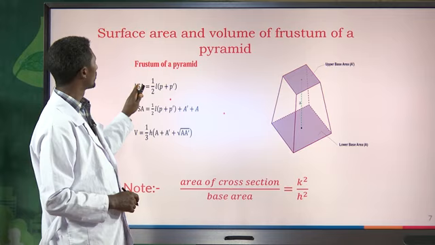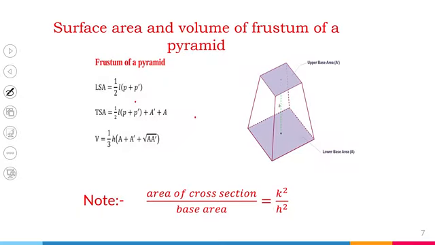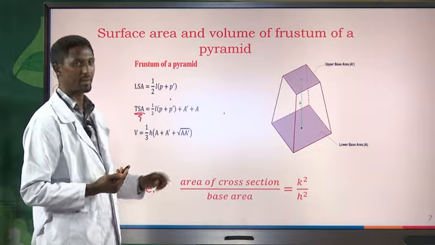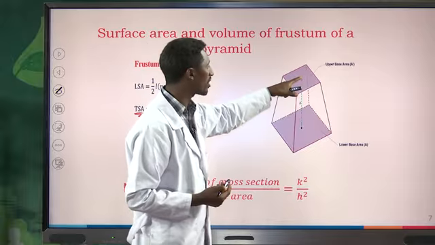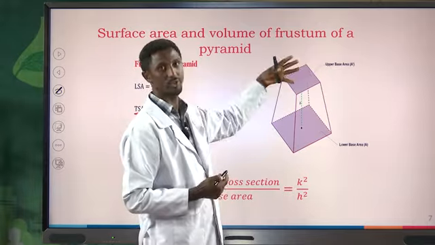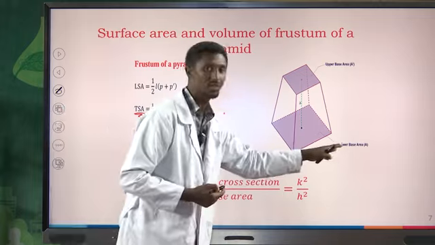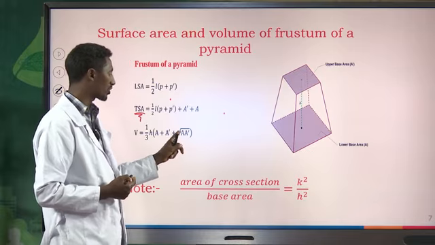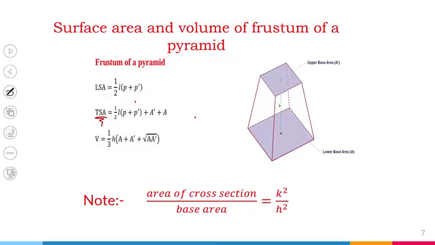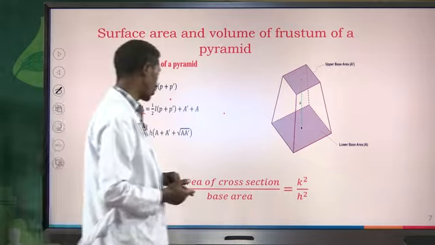It's like a revision. The lateral surface area is 1/2 L into (P plus P prime). And what is the total surface area? The total surface area of a frustum of a pyramid is the lateral surface area plus A prime, the area of the cross section, or sometimes we call it the upper base, plus A, where A is the area of the base. Then the volume is 1/3 H into (A plus A prime plus the square root of A times A prime). H is the perpendicular distance between the two bases.